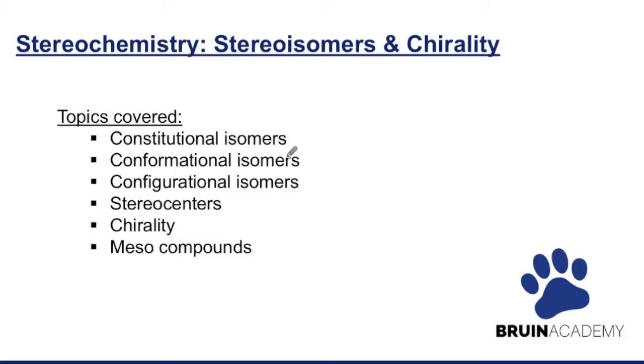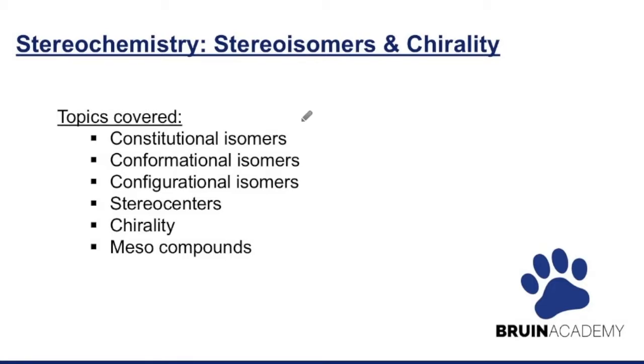Hi guys! So today we're going to be talking about stereoisomers and chirality. Stereoisomers are important to know for organic chemistry because they give us a lot of information about the different properties of organic molecules, as well as information about the structure and optical activities and such.